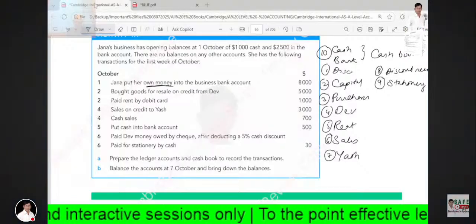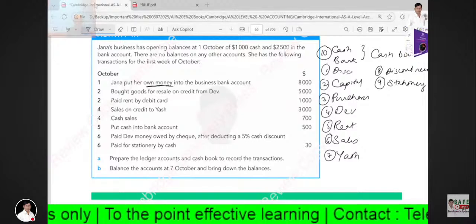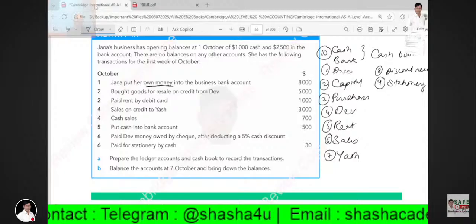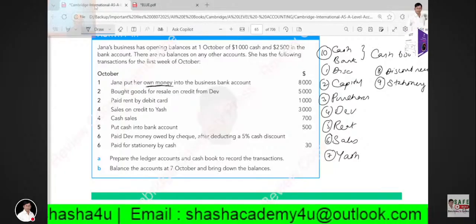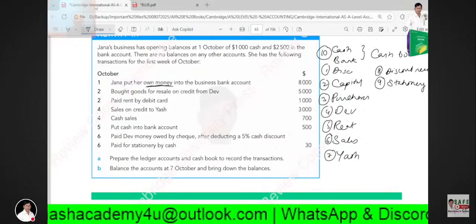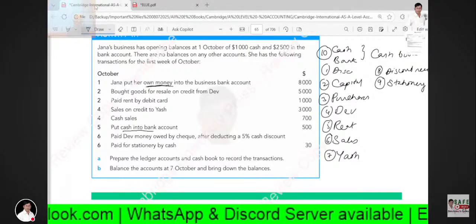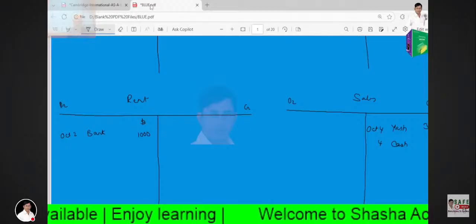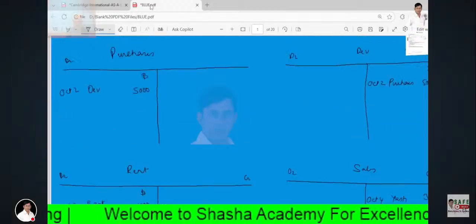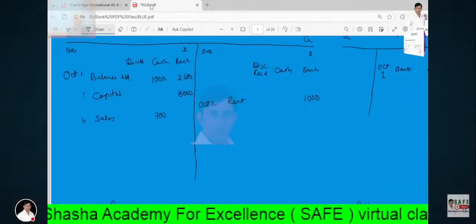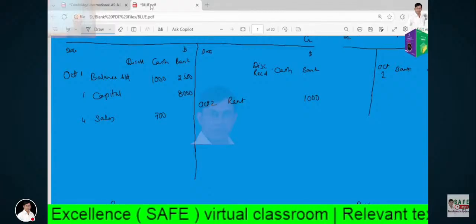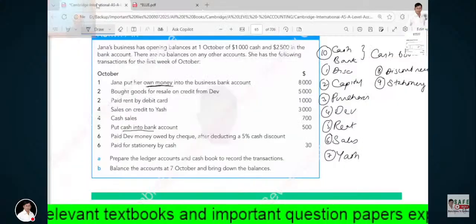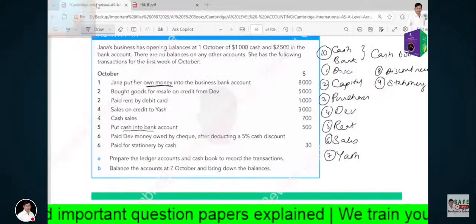Paid cash into bank account, on the 5th. Cash is coming into the bank. So money is coming into the bank on the date 5th.